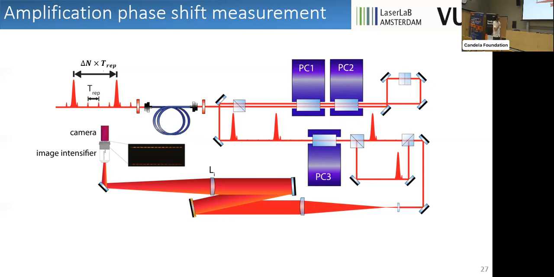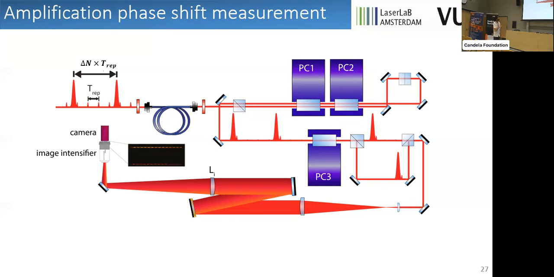Then we clean out all the other frequency comb pulses that we don't want to look at using 2 Pockels cells. We use a third Pockels cell to vertically displace one of the 2 pulse pairs. So let's say we displace the first one so that we can look at the interference pattern of both pulse pairs at the same time. So after vertically displacing them, we send them onto a grating and then look at them on our camera.